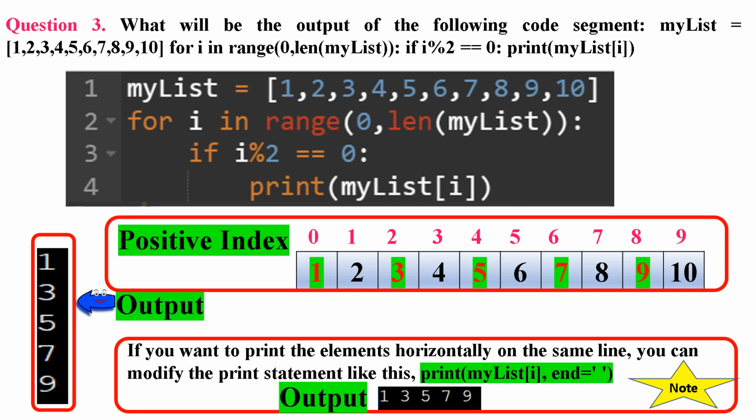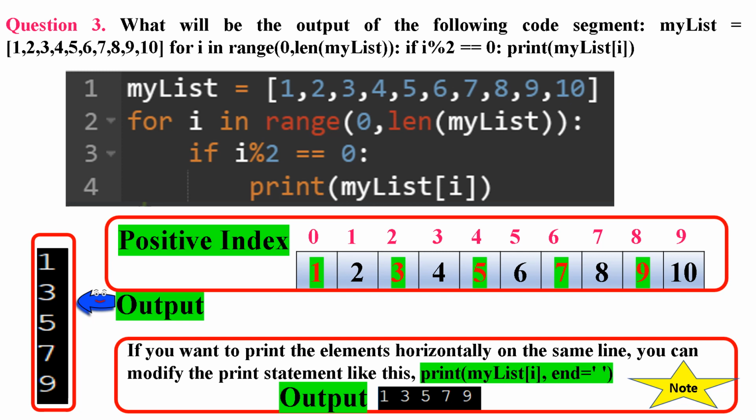In this code, in line 1, you have a list mylist containing the numbers from 1 to 10, and in line 2, you are using a for loop to iterate through the indices of the list. Range starts from 0 and stops at len of mylist, that is 10 exclusive, that is 9. So the range is from index 0 to index 9. In line 3, inside the loop, you check if the index i is even, i mod 2 equals 0, and if it is even, in line 4, you print the element at that index in mylist.